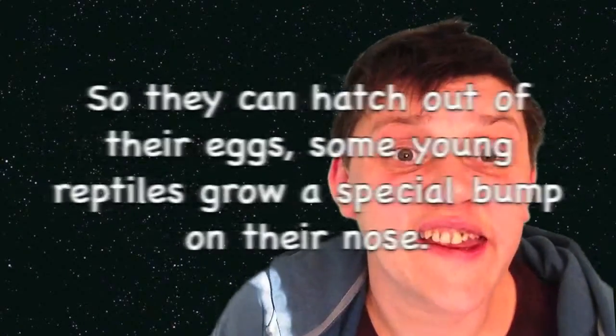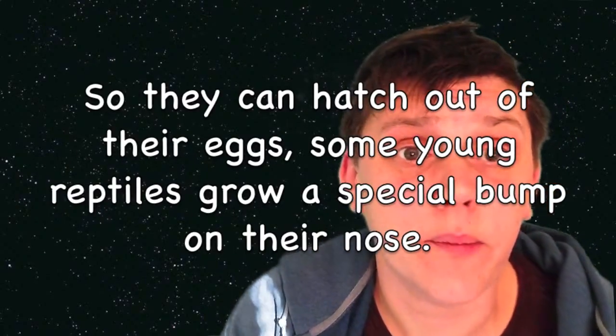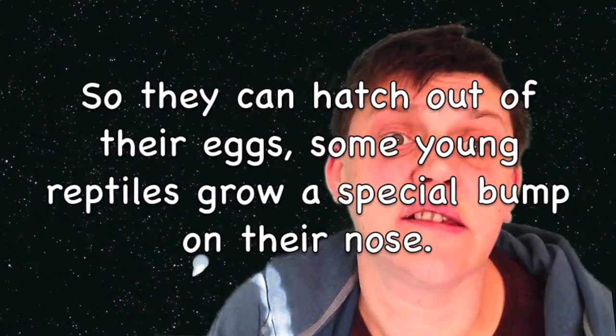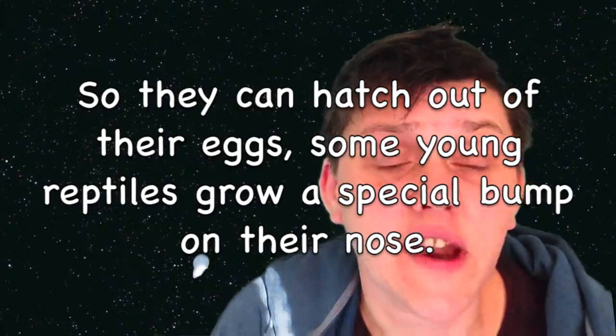To make our writing more interesting, we can pick up the subordinate clause and put it at the beginning of our sentence. So they can hatch out of their eggs, some young reptiles grow a special bump on their nose. Did you notice that when we rearranged our sentence, we had to use another piece of punctuation? That's right, a comma. Using commas with subordinate clauses is really very easy.